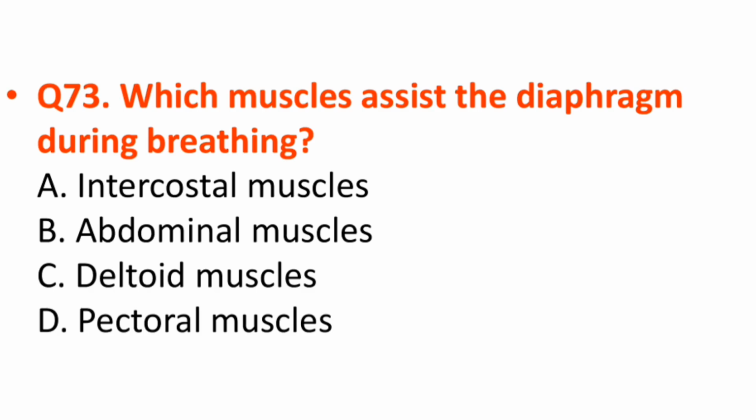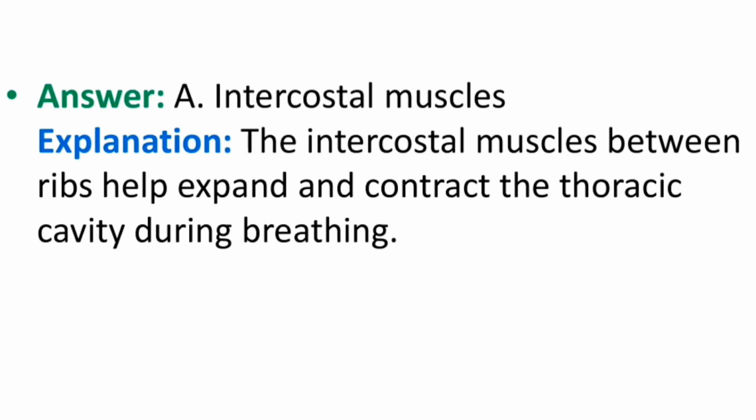Which muscle assists the diaphragm during breathing? Option A, intercostal muscles; option B, abdominal muscles; option C, deltoid muscle; option D, pectoral muscles. The correct answer is option A, intercostal muscle. The intercostal muscles between ribs help expand and contract the thoracic cavity during breathing.